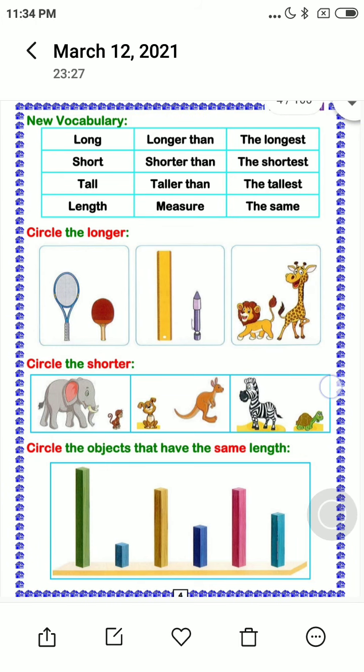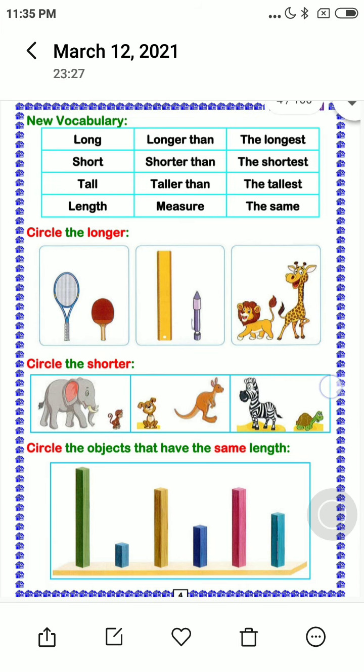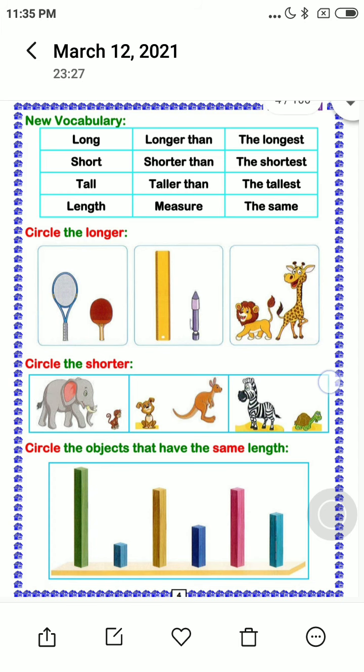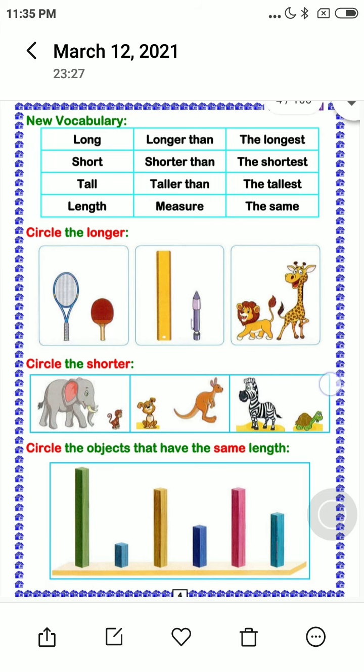Okay, the first question. Circle the longer. Okay. In the first picture we will put a circle around the long item. Okay, the second picture, we will put a circle around the long item. The third picture, we will put a circle around the long animal, which is the giraffe. We will put a circle around the giraffe.